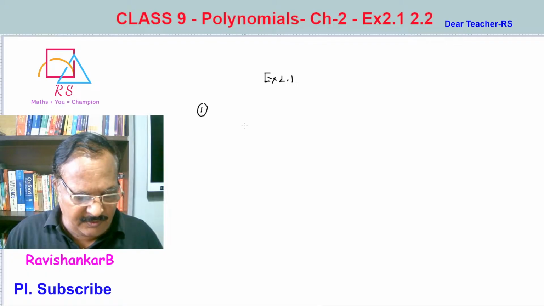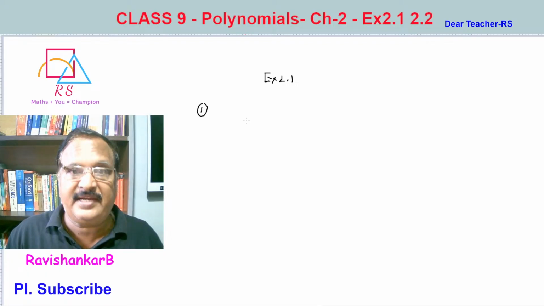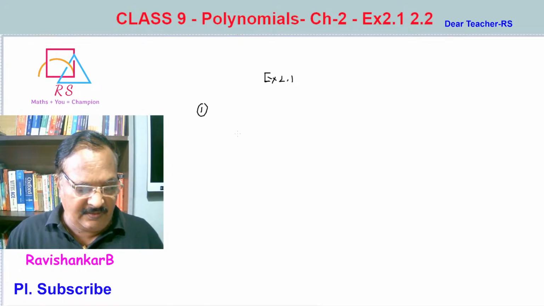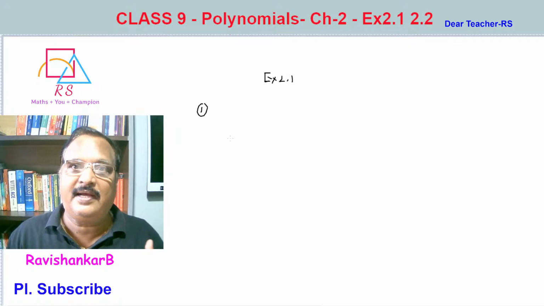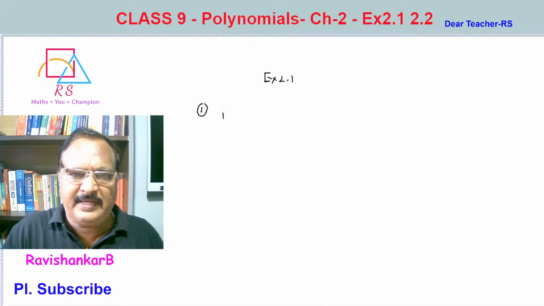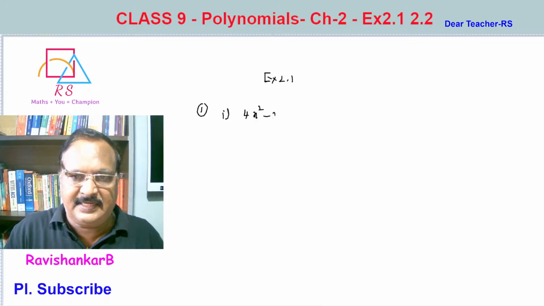In the first question of exercise 2.1, it is given: which of the following are polynomials in one variable and which are not, and state reasons for your answers. Let me give you the first example: 4x square minus 3x plus 7.